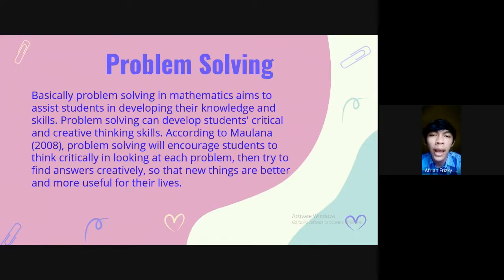And the last ability in the NCTM is problem solving. Basically, problem solving in mathematics aims to assist students in developing their knowledge and skills. Problem solving can develop students' critical and creative thinking skills. According to Maulana, problem solving will encourage students to think critically in looking at each problem. Then they try to find answers creatively so that new things are better and more useful for their lives.